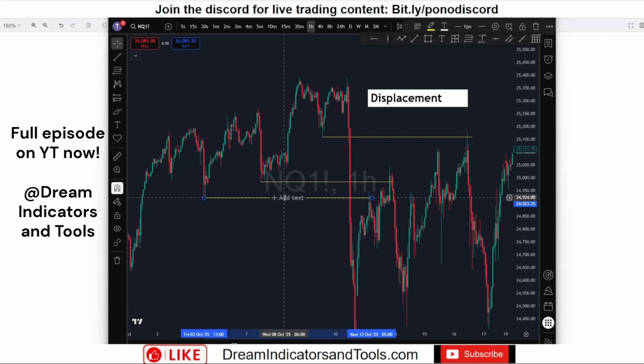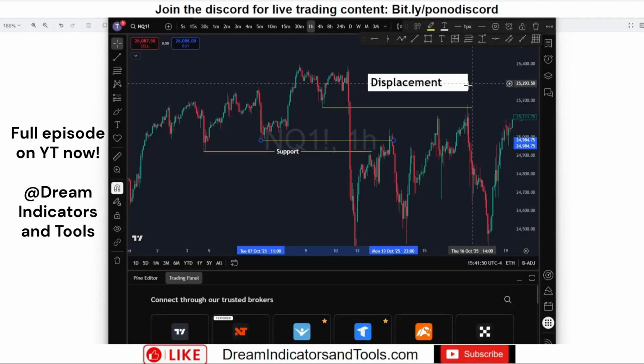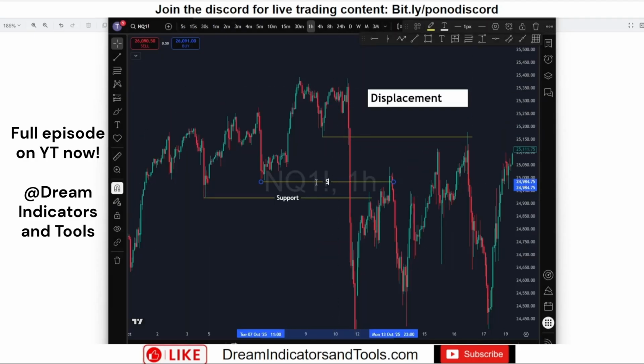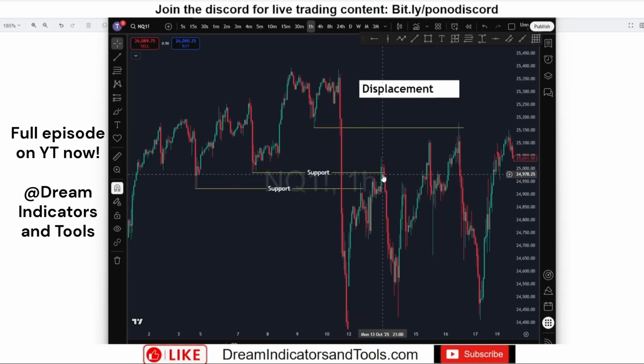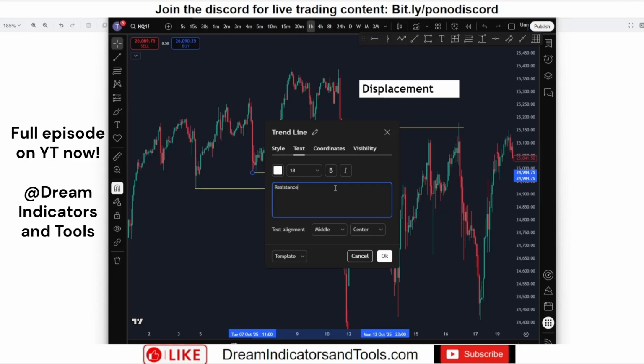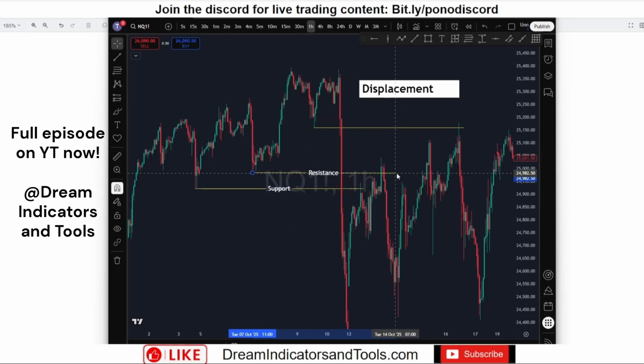But as we see with original support levels, at one time, that's what they were, right? At one time, they offered us support. They offered price a place to bounce off of. But after a while, support turns into resistance. So support will change its direction. It will change what it's supposed to do, essentially.